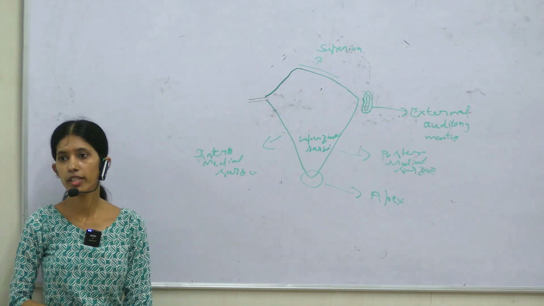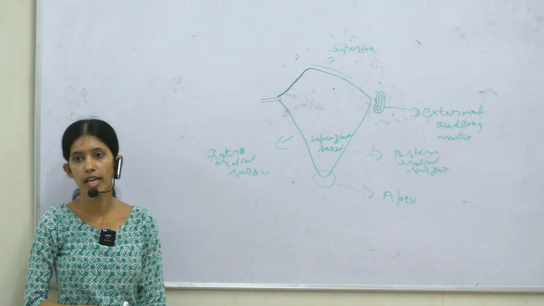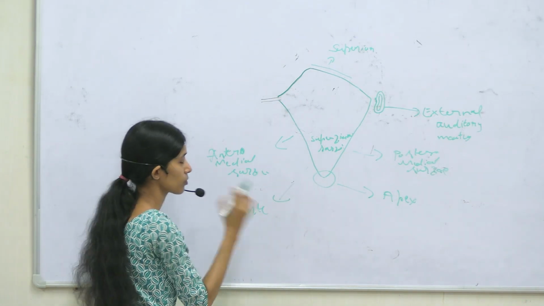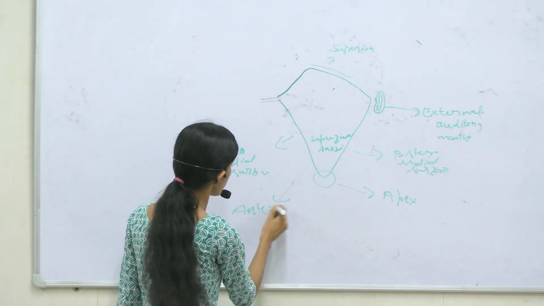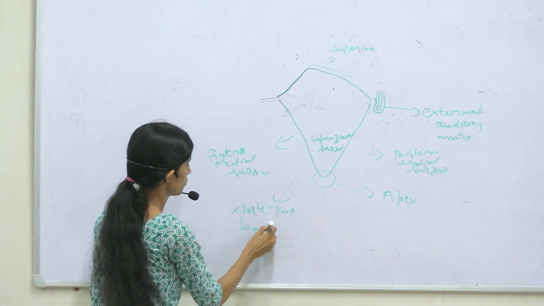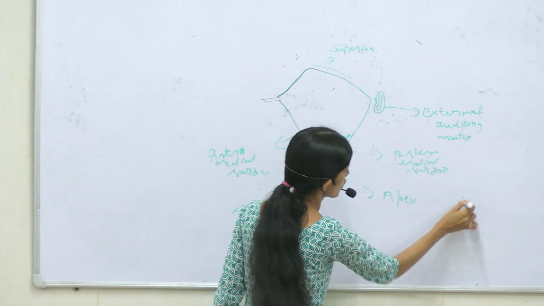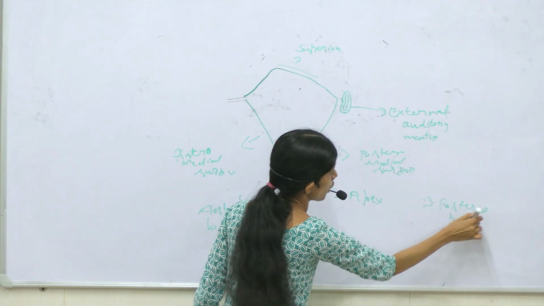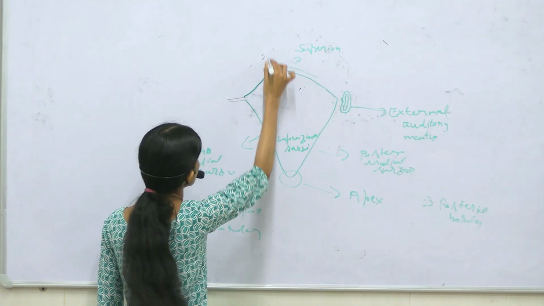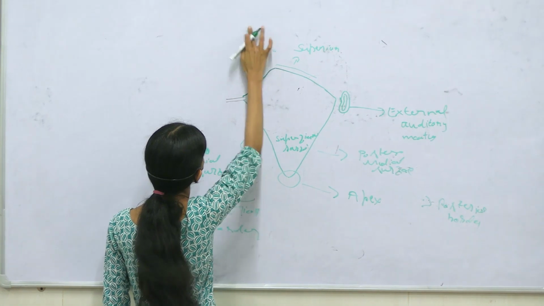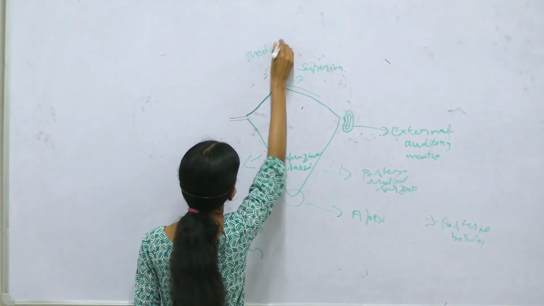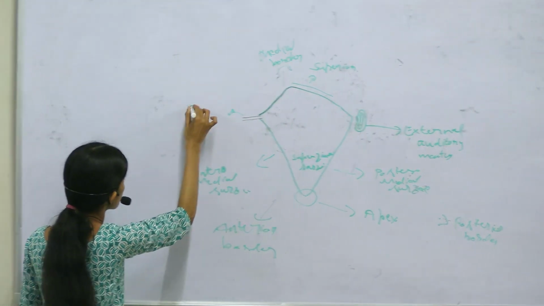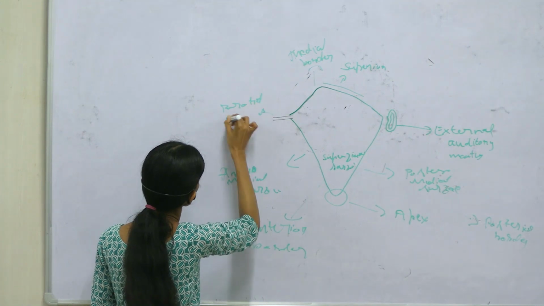Next, we have three borders, that is anterior, posterior, and medial border. This one is the anterior border. And this is the posterior border. And this is your medial border. And this is the parotid duct.